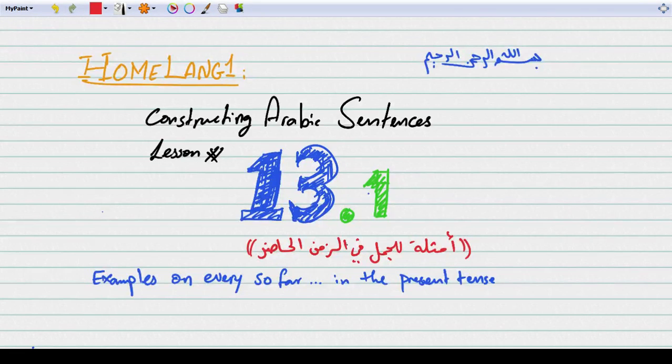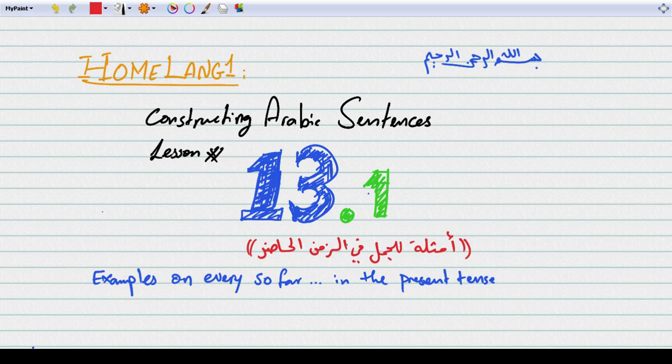Welcome back to another lesson of constructing Arabic sentences. This is lesson number 13.1, because we are going to split the lessons into smaller ones, 10 to 15 minutes max, so that they don't become boring or take too much time to upload to YouTube.